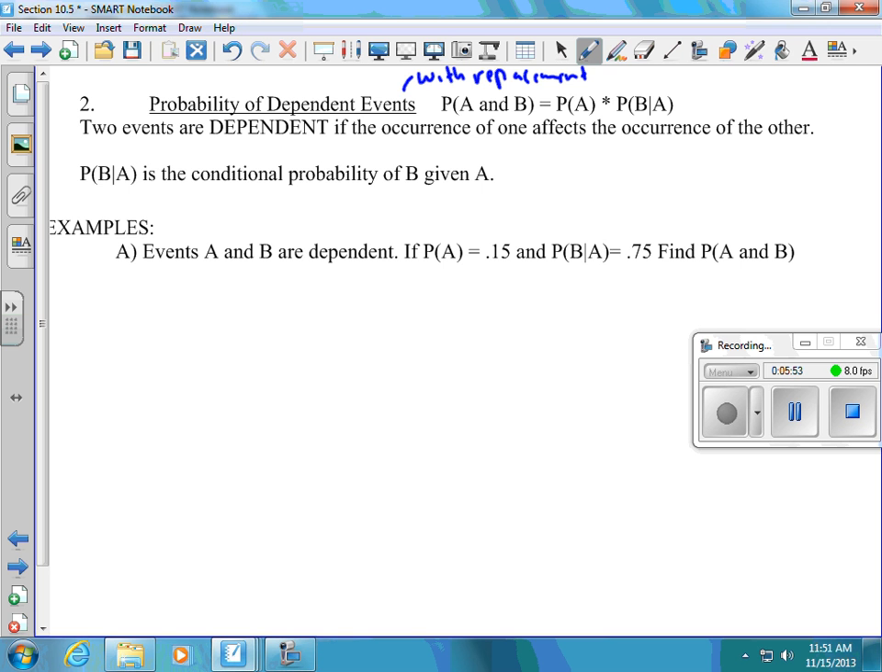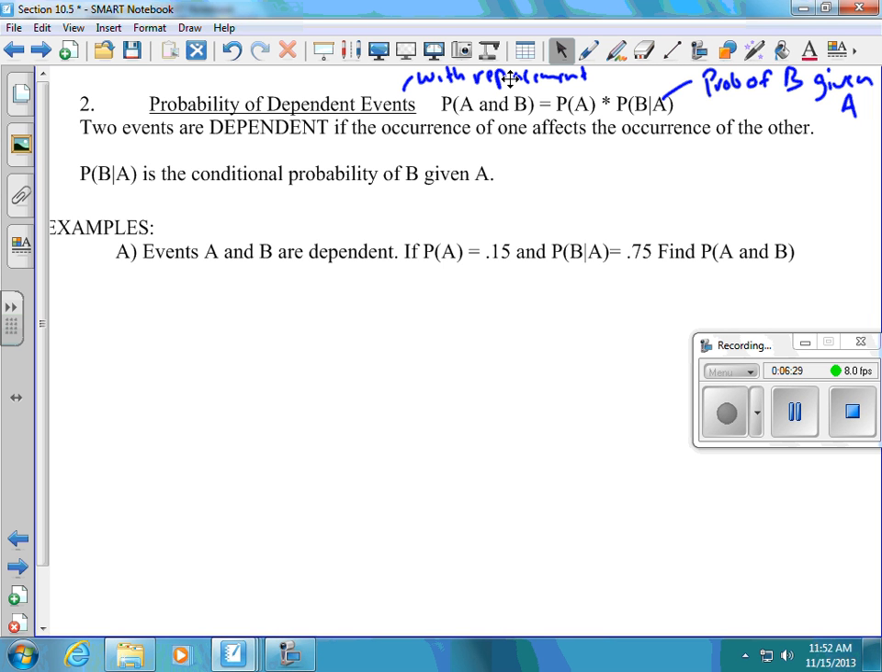Okay, and the formula: the probability of A and B is the probability of A times the probability of B given A. This is the probability of B given A. That's how you say that. So it's really the same formula, it's just we have to take into account that A happened and it's going to influence the second event B. Okay? So down here, another way to look at it, probability of B slash A is the conditional probability of B given A. So you can see it written out a little more neatly than I did in blue there.